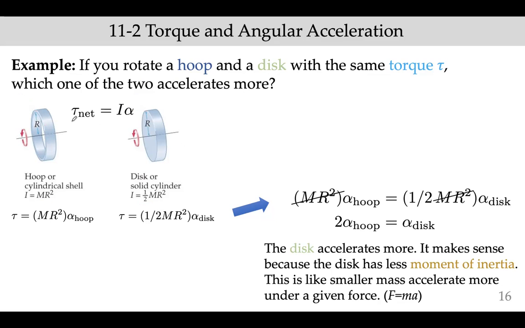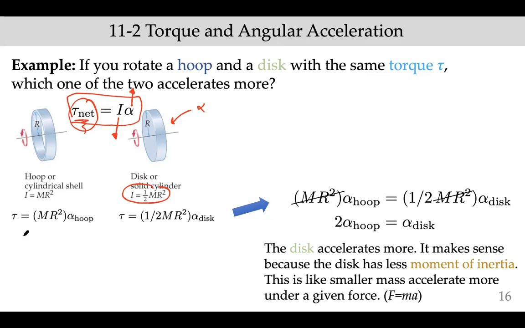Now look at this equation. This equation tells me that for the same torque, if this part is fixed, then if you need more acceleration, you need less moment of inertia. So here you can easily say this has less moment of inertia, so this is going to accelerate more. So you will have more angular acceleration. But let's do the calculation.